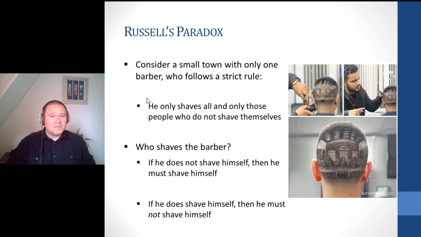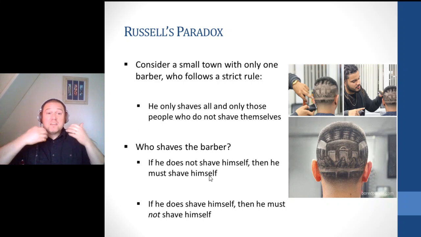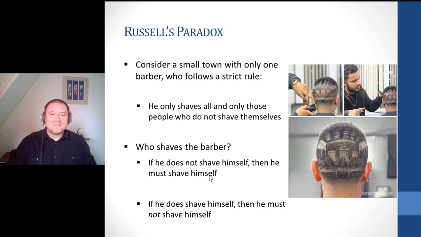And this is again because of the rule he has, because the barber shaves all and only those people who don't shave themselves. So if he doesn't shave himself, then he must be going to the barber, but he is the barber. Meanwhile, if he shaves himself, then he must not be being shaved by the barber, but he is the barber. So no matter what happens, we end up in a contradictory situation. Now that's just a kind of silly version of it, but in effect, that's Russell's paradox.